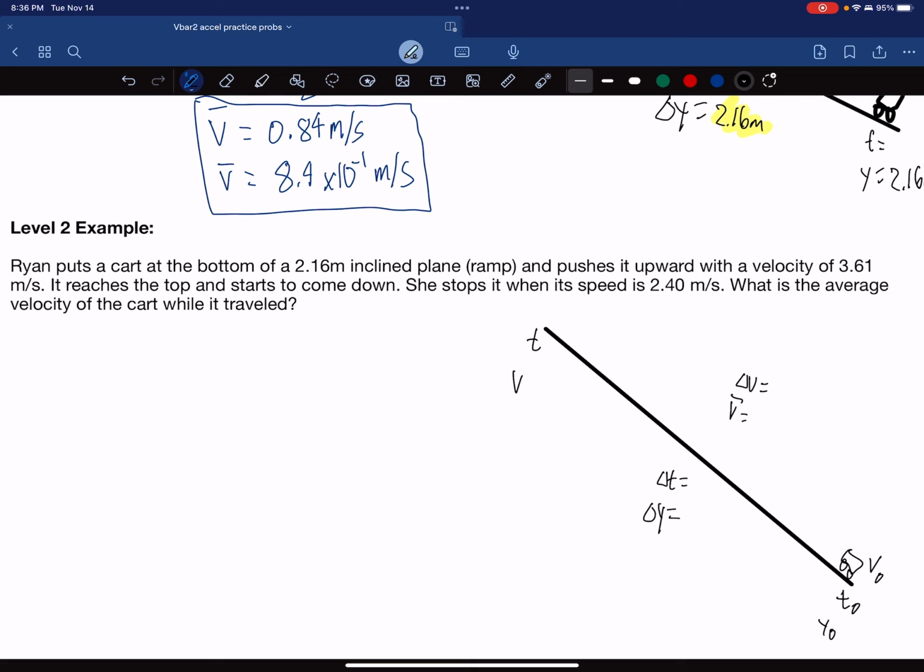So if this y0 is 0, the whole inclined plane is 2.16 meters. So that means the final position is 2.16 meters. He pushes it upward with a velocity of 3.61 meters per second. And what that cart is going to do is it's going to go up here and reach its top point, because as it goes up, it's going to slow down and it's going to stop.